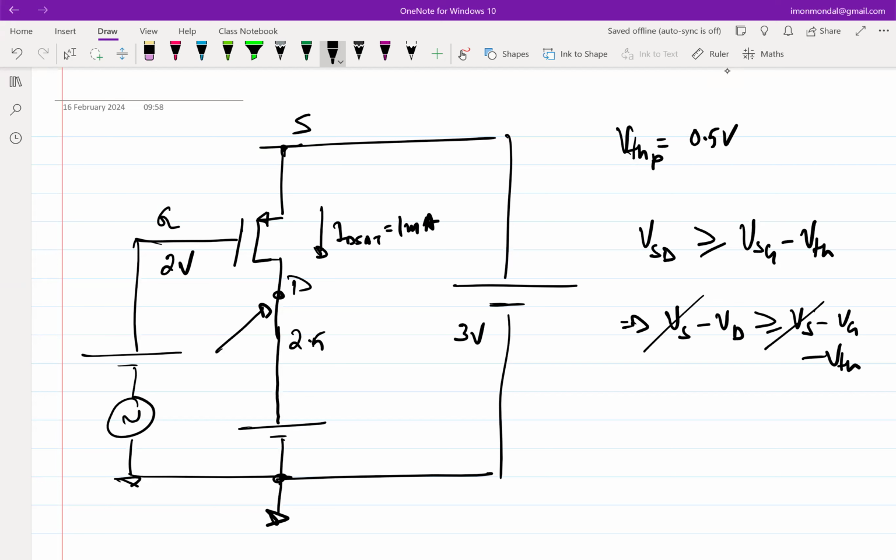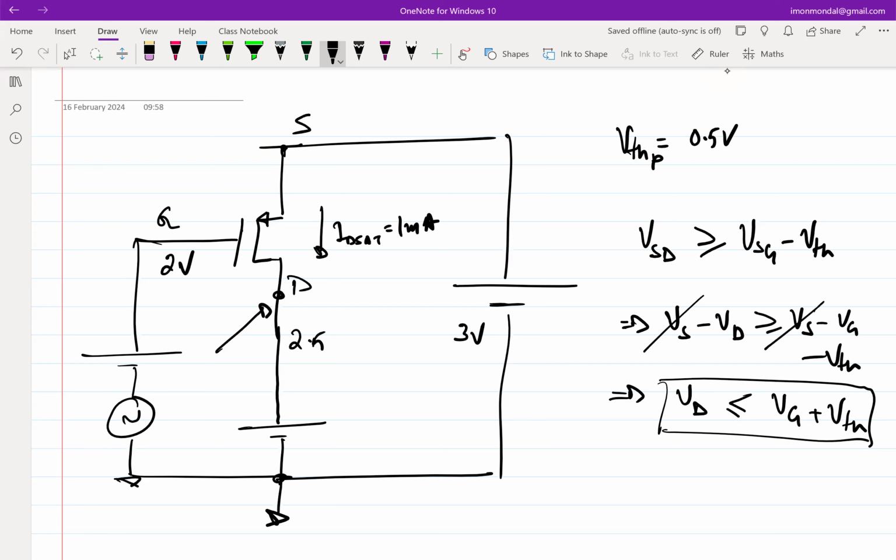Essentially, you are looking at the difference between the gate and the drain voltage, right? So what does it mean? If I flip the signs, this becomes VD is less than VG plus threshold voltage. So you don't have to look into the source voltage at all. The difference between the drain and the gate voltage is what matters.